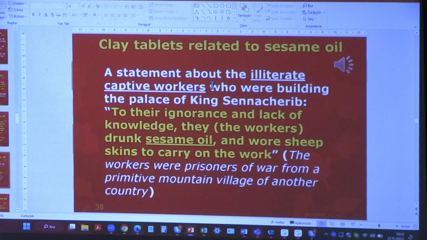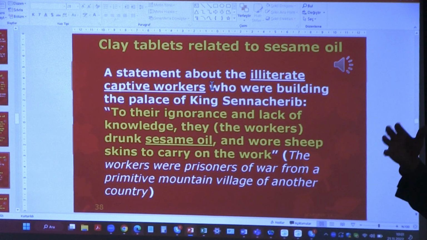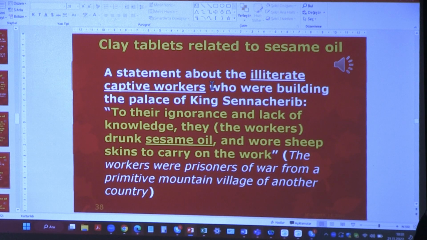So the Sumerians were wearing nice clothes, textiles, but they were surprised that the people who came down from a country above a mountain, so they were mountain men, were wearing sheepskin, and they didn't know what to do with the oil. They thought it was something to drink. They drank the oil on the table.